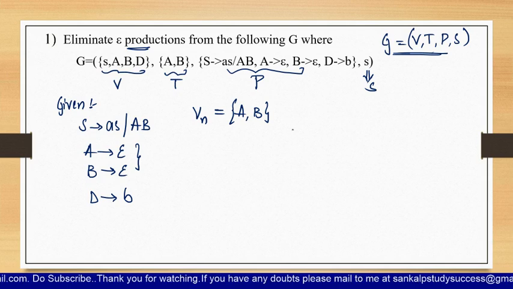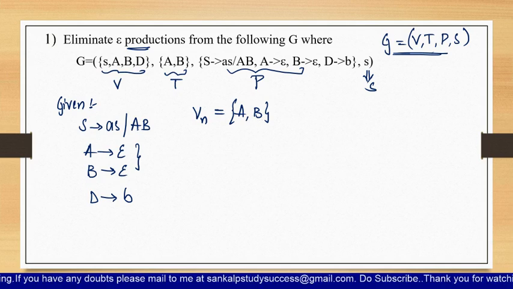Now, first of all, at the beginning, if you see A tends to epsilon and B tends to epsilon are the nullable variables. So let us consider Vn is equals to A, B. తర్వాత మనకి ఇంకేమైనా nullable variables వస్తే let us include that also. Now, Vn is equals to A comma B. These are the nullable variables.